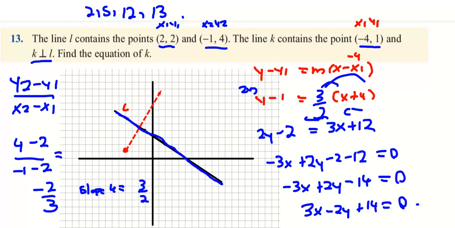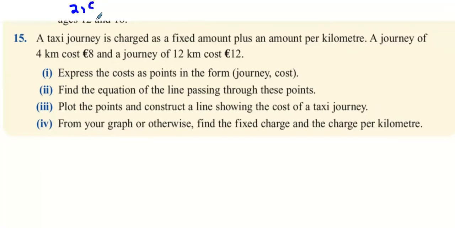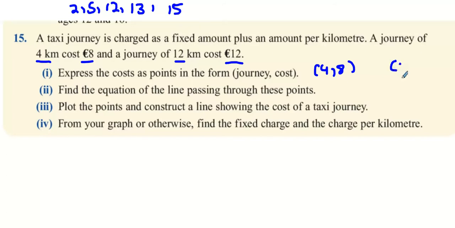So that's questions 2, 5, 12, 13. And now we're doing 15, okay? A taxi journey is charged a fixed amount plus an amount per kilometer. A journey of 4 kilometers costs €8, and a journey of 12 kilometers costs €12. Express the cost as points in the form journey and costs. So these are the points 4, 8, and the points 12, 12. Find the equation of the line that passes through these points.